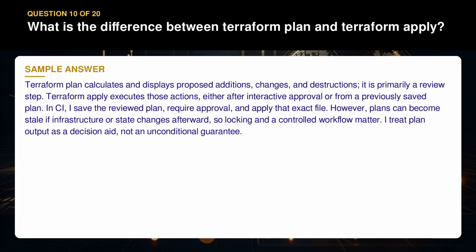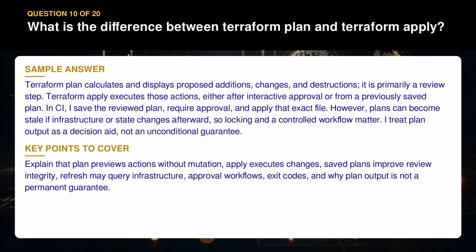Terraform plan calculates and displays proposed additions, changes, and destructions. It is primarily a review step. Terraform apply executes those actions, either after interactive approval or from a previously saved plan. In CI, I save the reviewed plan, require approval, and apply that exact file. However, plans can become stale if infrastructure or state changes afterward, so locking in a controlled workflow matters. I treat plan output as a decision aid, not an unconditional guarantee.